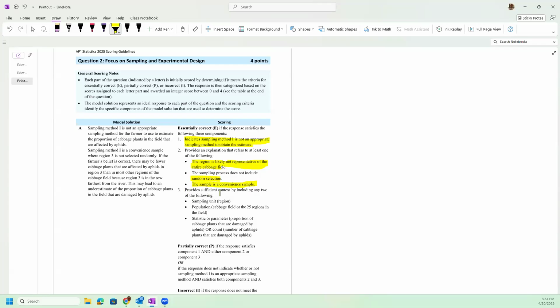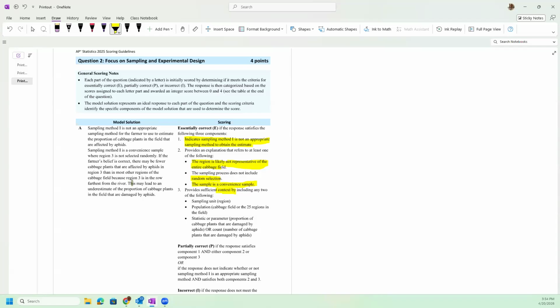And the following point is provides context. Just as something you should know, context is going to follow you through every question. So what they needed you to do is talk about the region in the field, the population, and the aphids that were there. Somehow we had to talk about cabbage fields, region 3, and aphid count, something along those lines. And that's what they were looking for on this one.